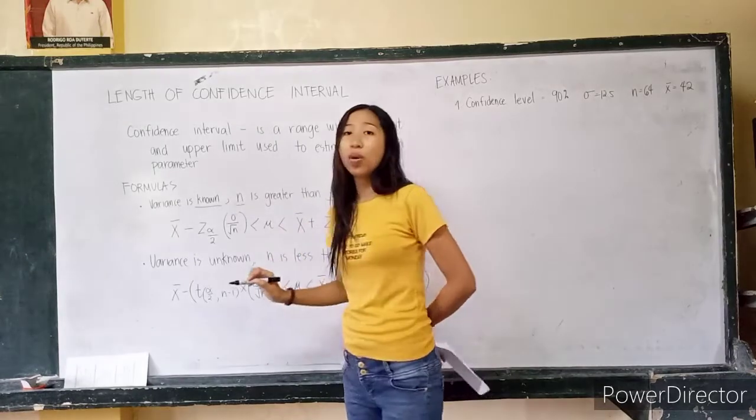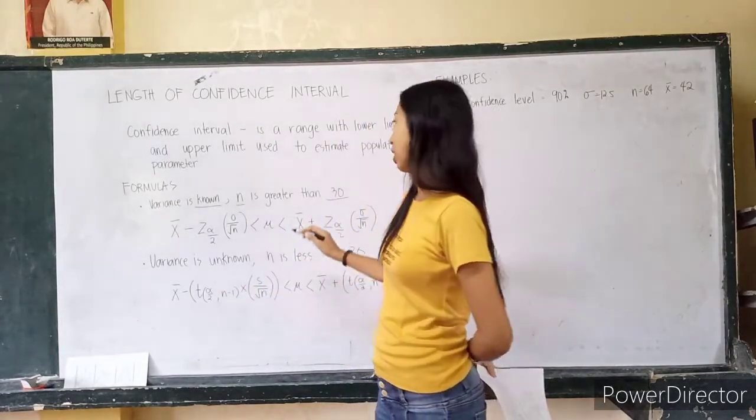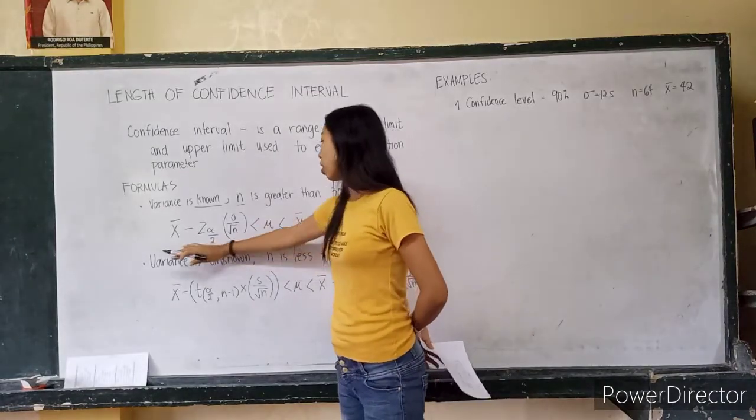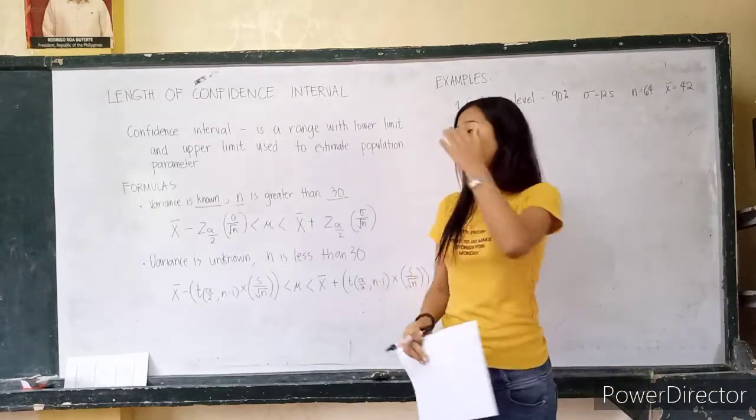In this case, you are estimating your population mean. So it is in the middle. Okay? And then you have your upper limit and your lower limit.